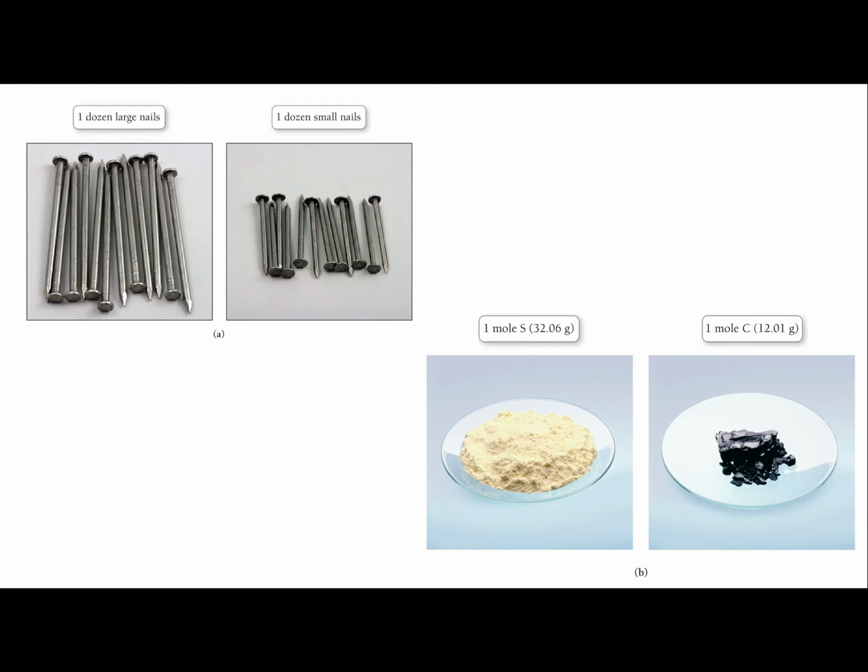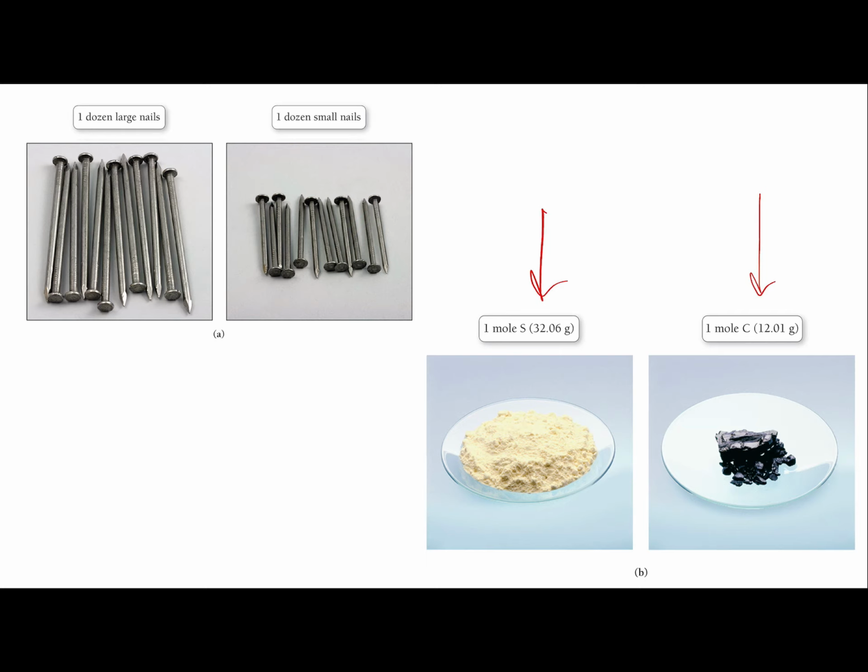All right, so these pictures have the same number of nails. They both have a dozen. Now, clearly one is bigger than the other. This is the same as what we have with elements. We can have the same number of atoms. Both of these are 1 mole of substances. We've got 1 mole of sulfur and 1 mole of carbon. But you can see that they definitely have different masses, different weights.